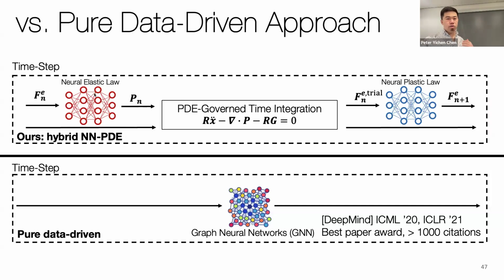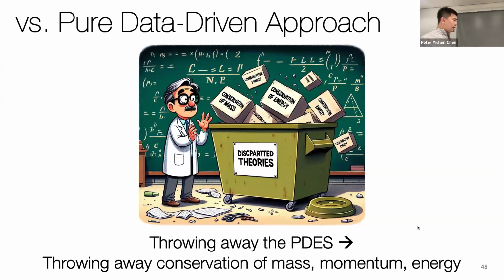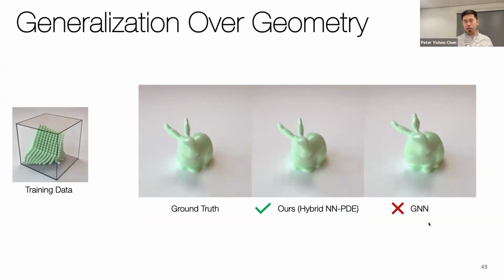Because the neural network is only used to represent your material model, but your traditional solver, your spatial digitization, your time integration are still done in the traditional way. So compare this with a pure data-driven approach, which replaces everything with neural network. What's the benefit? Well, the benefit is that if you throw away the PDEs, then you're essentially throwing away conservation of mass, momentum, and energy, which caused the problem that we saw earlier, right?